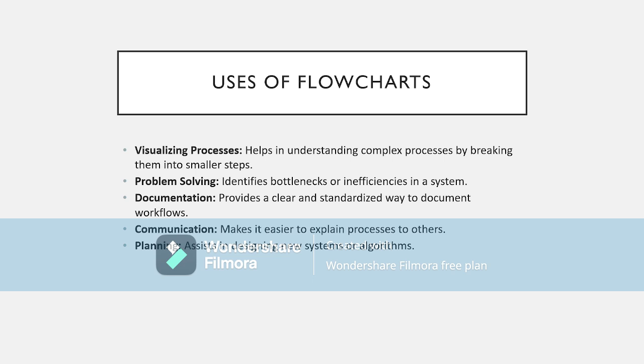Then we have uses of flowcharts. Visualizing processes helps in understanding complex processes by breaking them into smaller steps. For example, if we want to make a program about a table of a number, we can get into a few problems. What a flowchart will do is break those problems into a few smaller parts, like showing us the loop, the input process, the output process, etc. Then we have problem solving, which identifies bottlenecks or inefficiencies in a system.